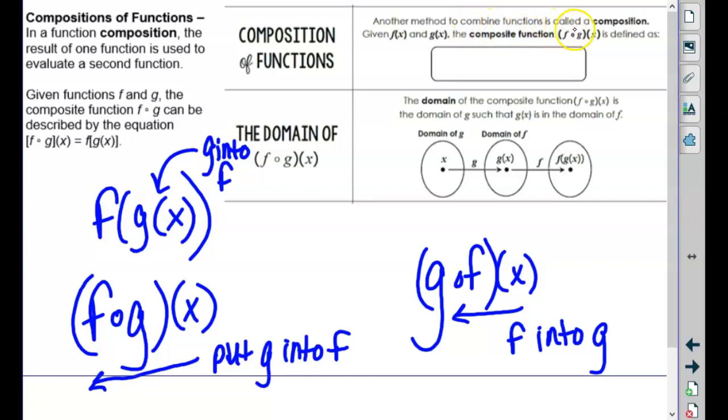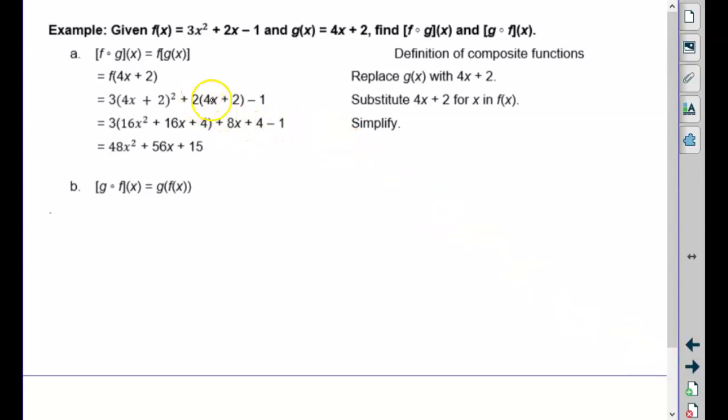Another method to combine functions is called a composition. The composition f of g is defined as, I don't really know what they wanted us to write here. I'm going to say put g into f, just so that you're clear that you're putting g into f. The domain is basically the same as what we've been doing. If it wasn't in the domain originally, it can't suddenly be in the domain now.